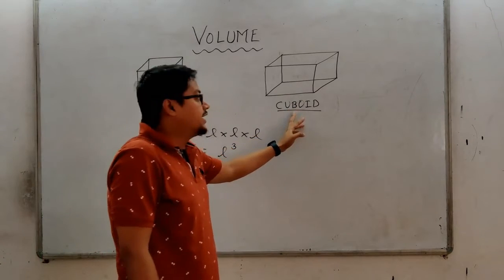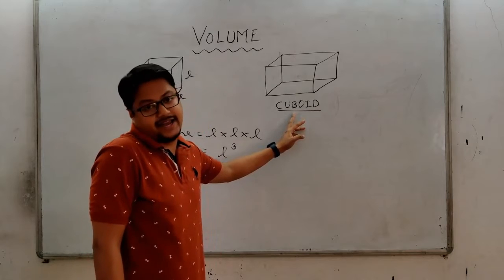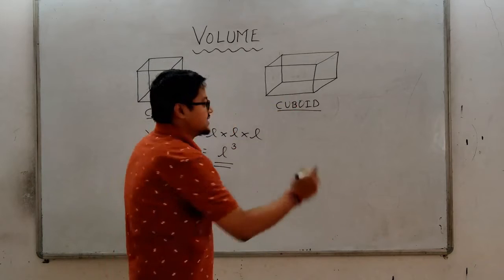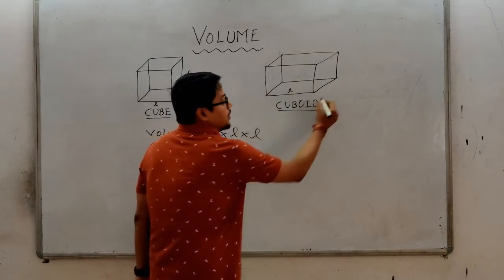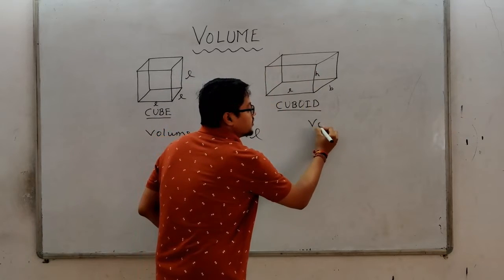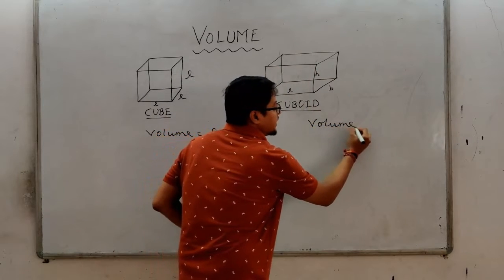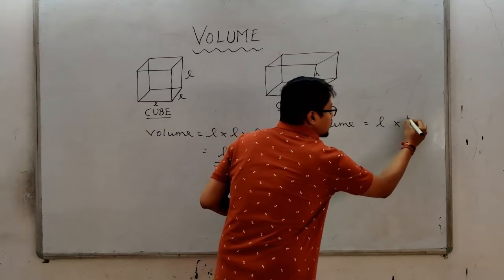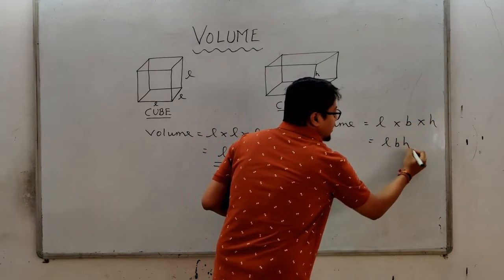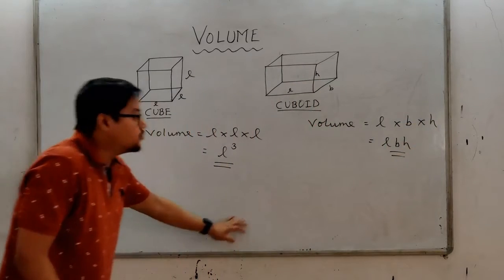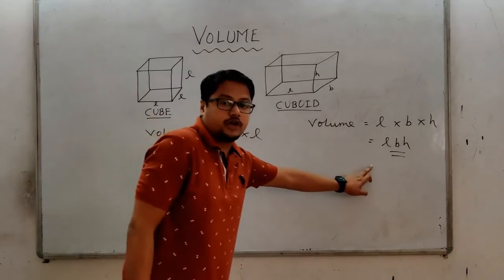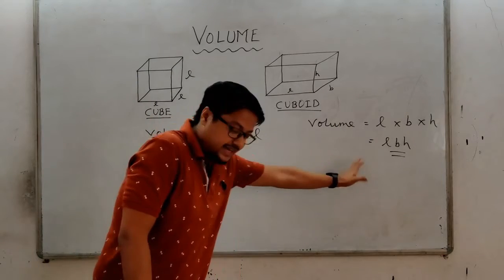Now, we also know that a cuboid is the 3D form of a rectangle. If I say that this cuboid has three basic sides, length, breadth and height, then the volume of this cuboid can be written as length into breadth into height, that is L into B into H. So, I repeat once more. Volume of a cube will be L cube. Volume of a cuboid will be L into B into H.